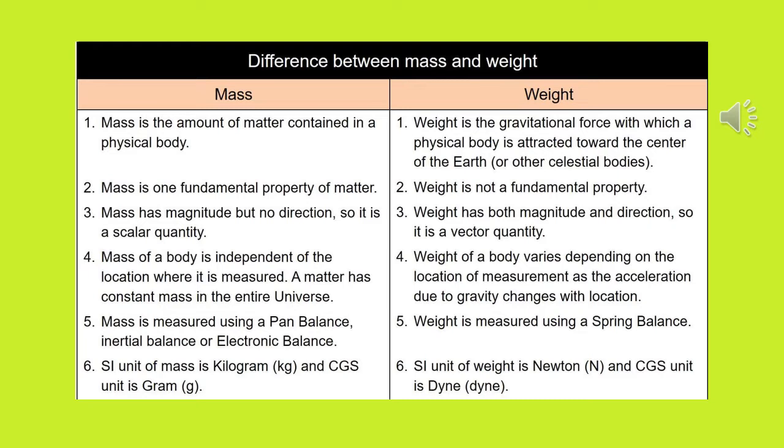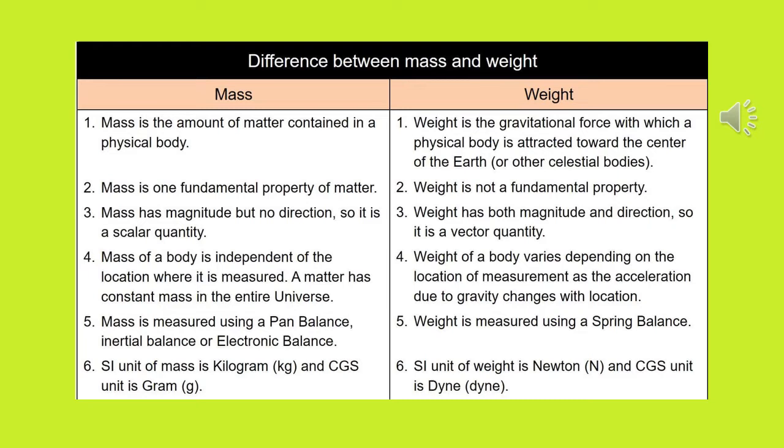Mass has magnitude but no direction, so it is a scalar quantity. Weight is a kind of force. It is nothing but the gravitational force of Earth. As we know that force has both magnitude and direction, weight also has magnitude and direction, so it is a vector quantity.